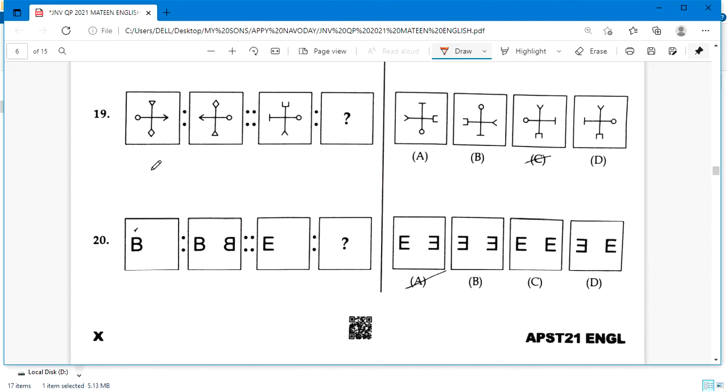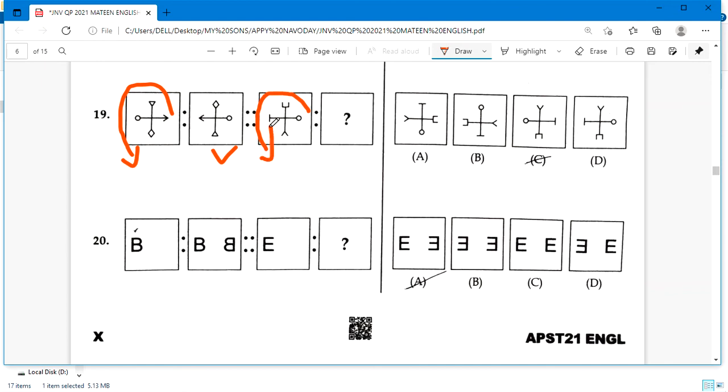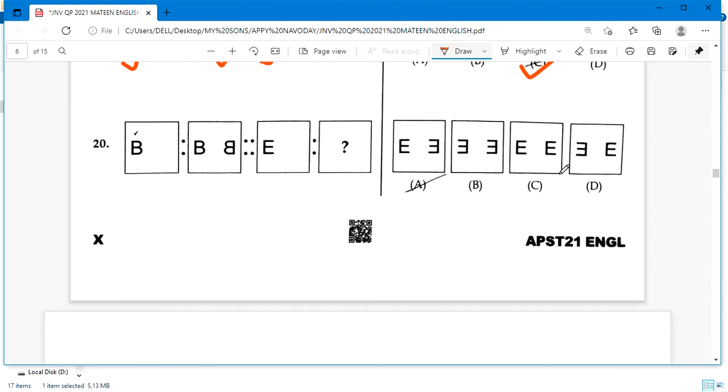Next we will move to the 19th question. That is nothing but the anti-clockwise direction. So when this figure moves anti-clockwise, then we will get it like this. In the same way, when this figure moves in the anti-clockwise direction, we will get the figure like option C. So the next question is the 20th question. B is in proportion to like this and E is in proportion to, it is nothing but option A, E, and its mirror image is E.